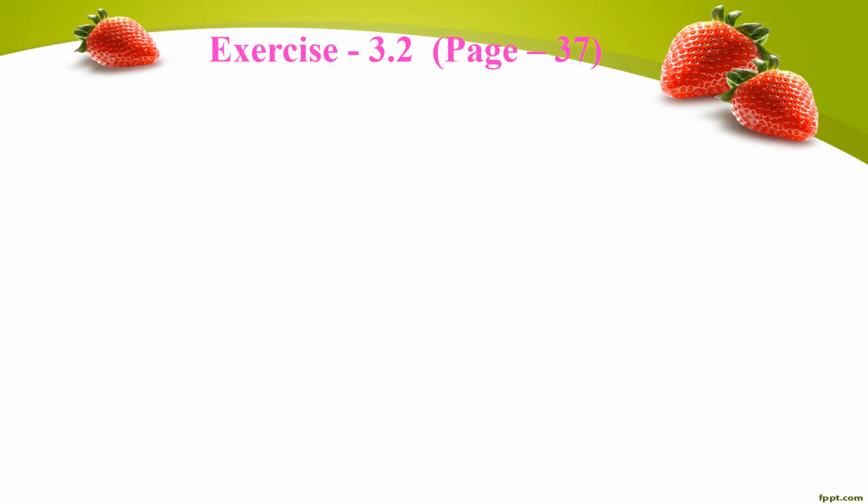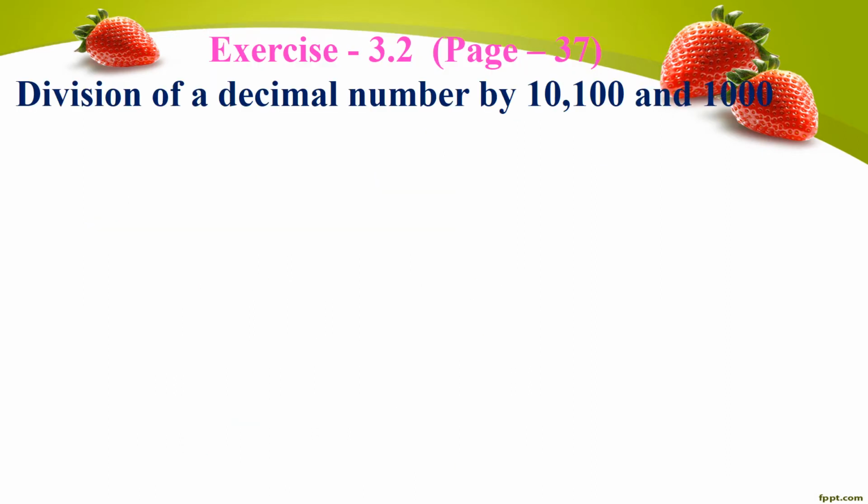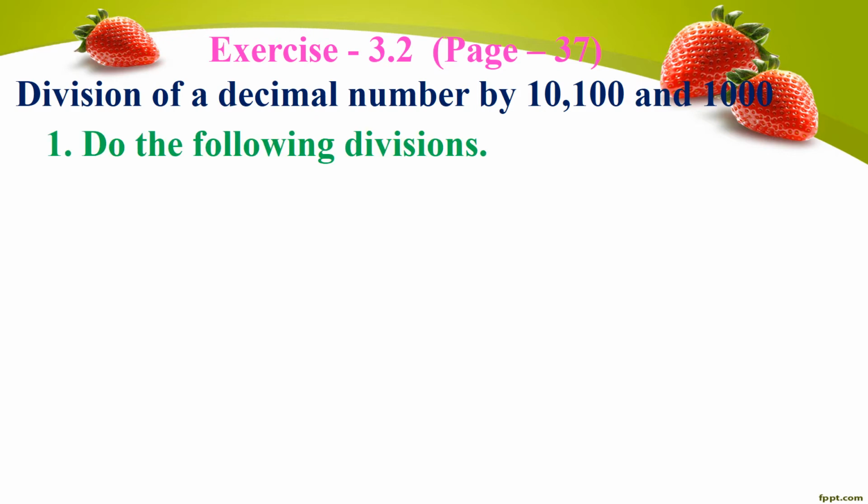Exercise 3.2. Division of a decimal number by 10, 100 and 1000. Let us see the first sum. Do the following division.